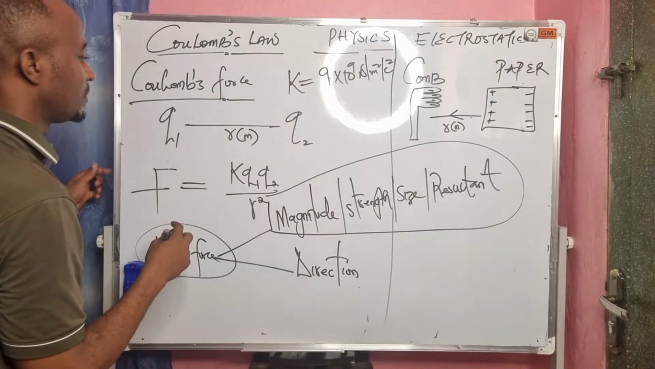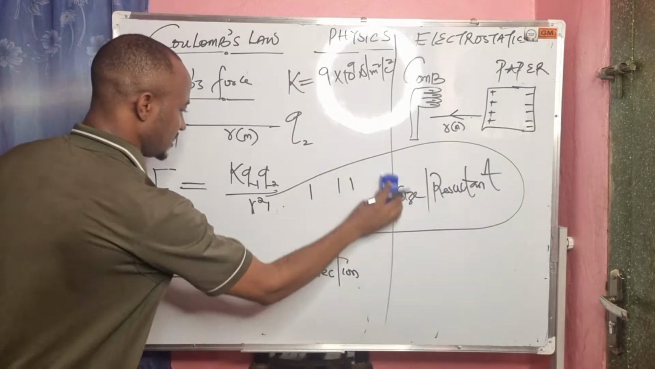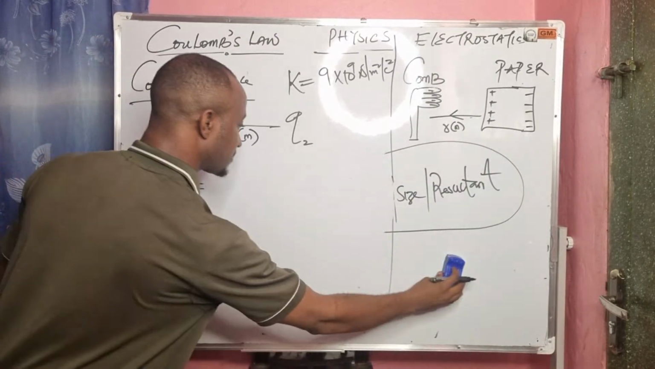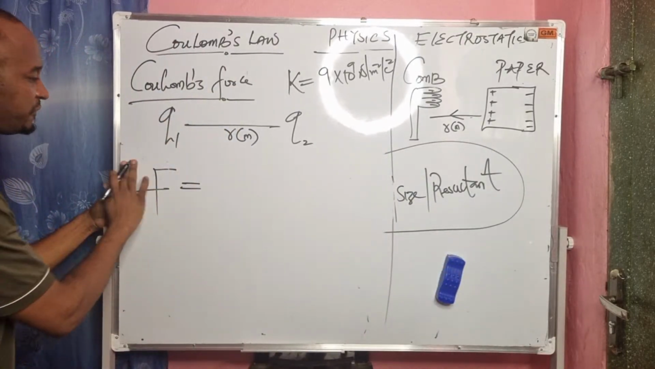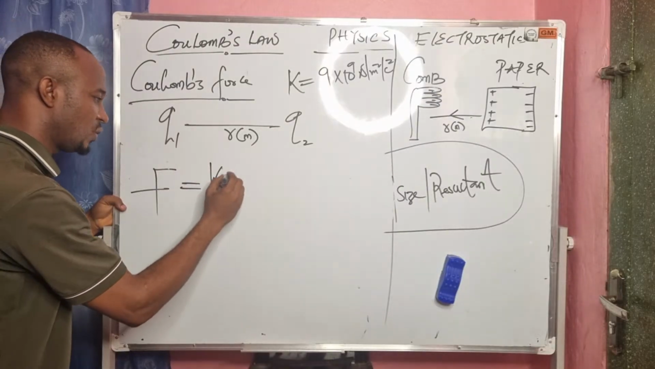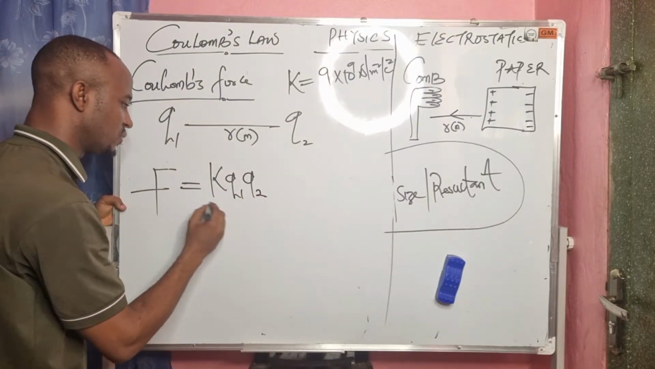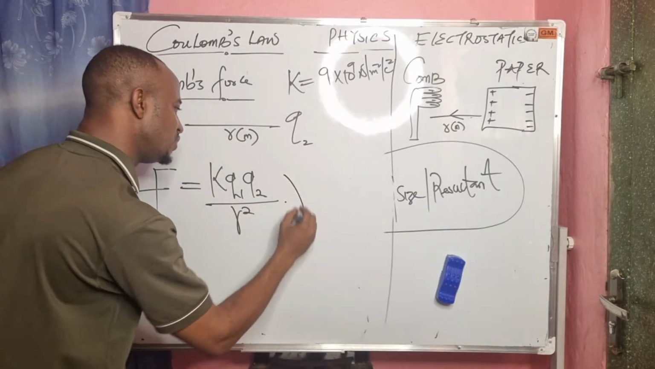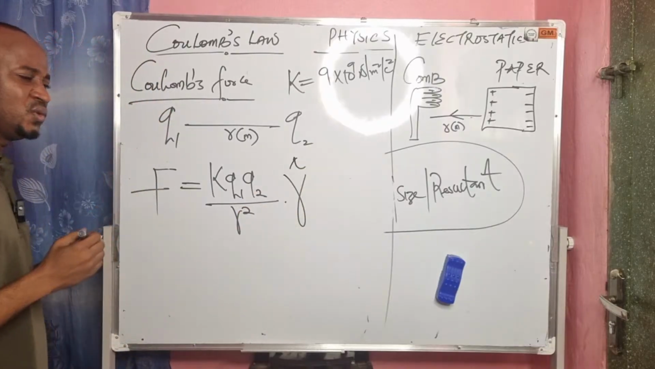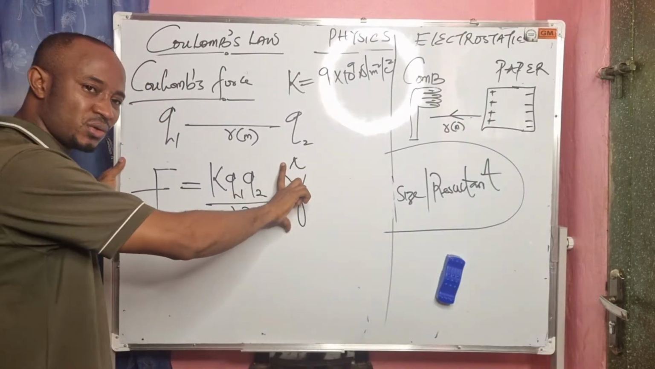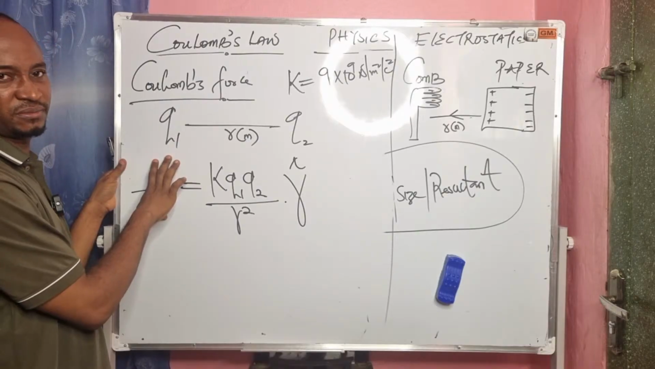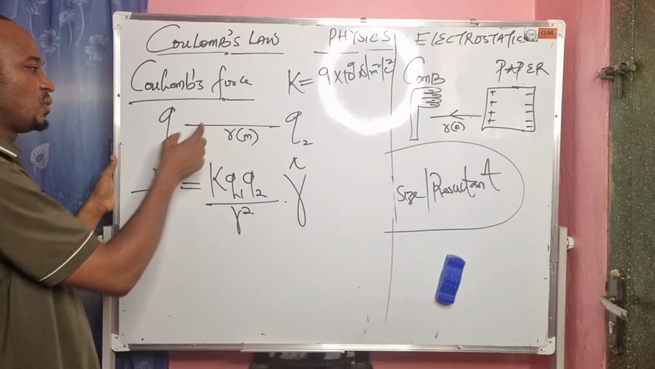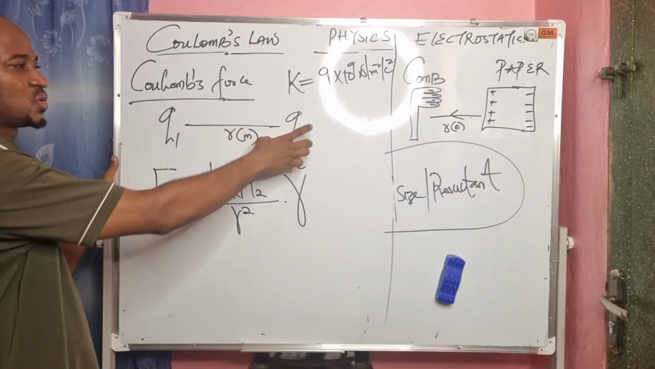Now, in reality, just note that the Coulomb force we know is K Q1 Q2 divided by what? R squared, times a unit vector. This unit vector represents the direction of this force. It tells us if the force is acting towards charge 1 or acting towards what? Charge 2.